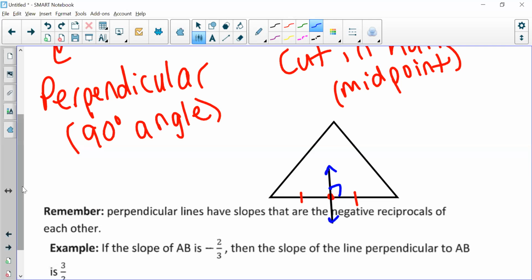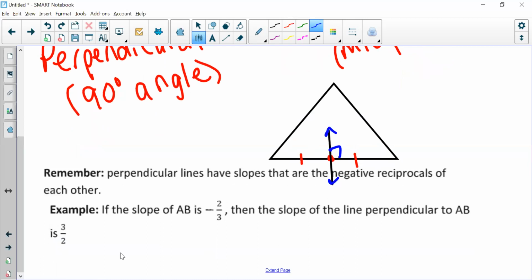So Mr. Siki gave you an example. If the slope of AB is negative 2/3, then the perpendicular slope is positive 3/2. Okay, so negative 2/3, switch the sign, negative became positive, flip the fraction, 2/3 became 3/2. Any questions about perpendicular slopes, negative reciprocals?